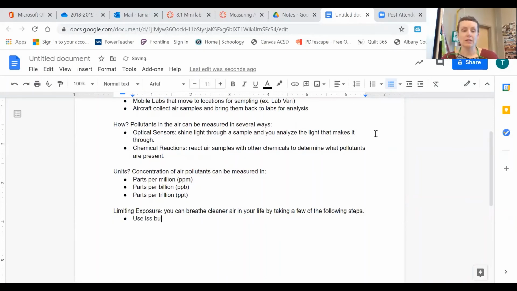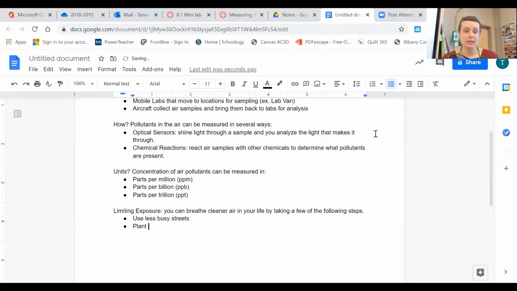Use less busy streets, okay? So whether you're driving, walking, riding your bike, if you take Grand Avenue, there's more traffic than if you take Spring Creek, okay? Or Reynolds. So when you use less busy streets, there is literally less pollutants. There are literally fewer pollutants in the air because there's less traffic producing those pollutants, okay?